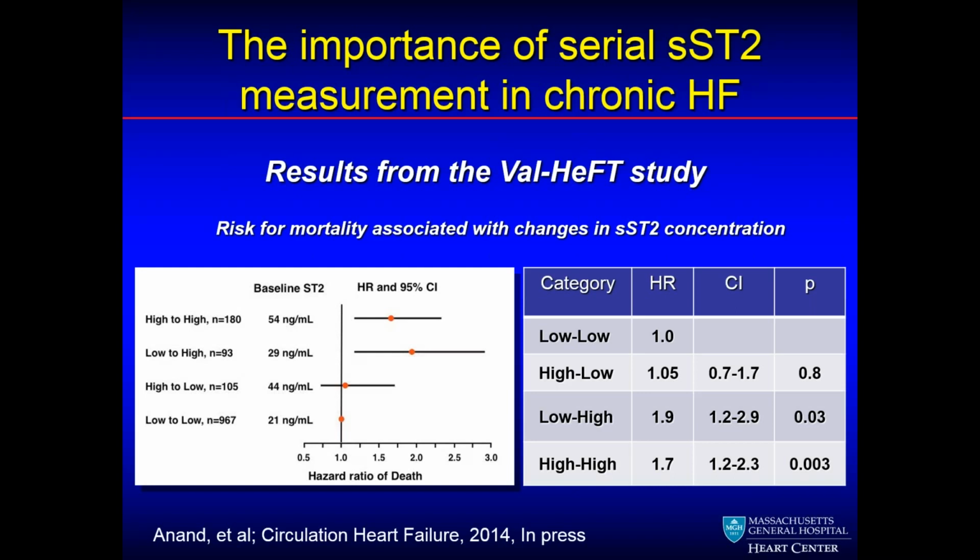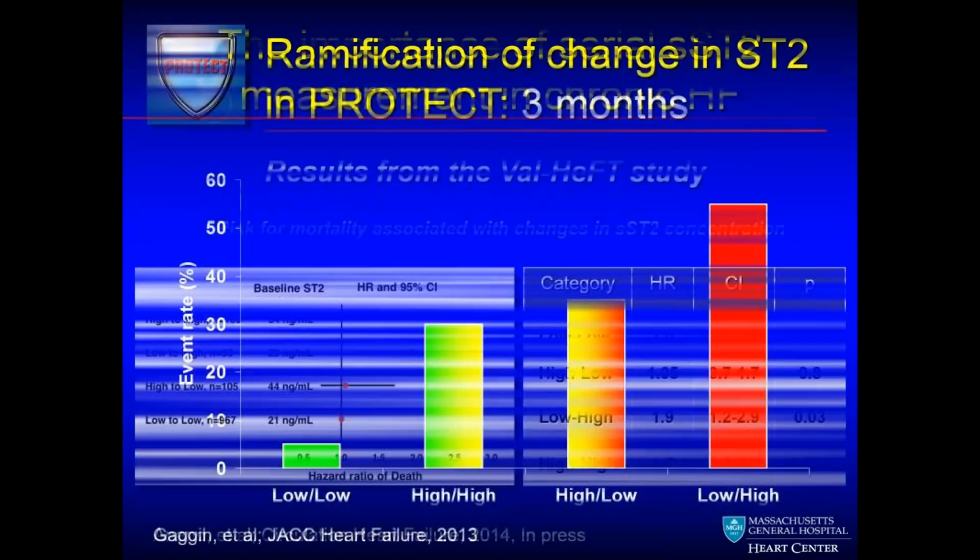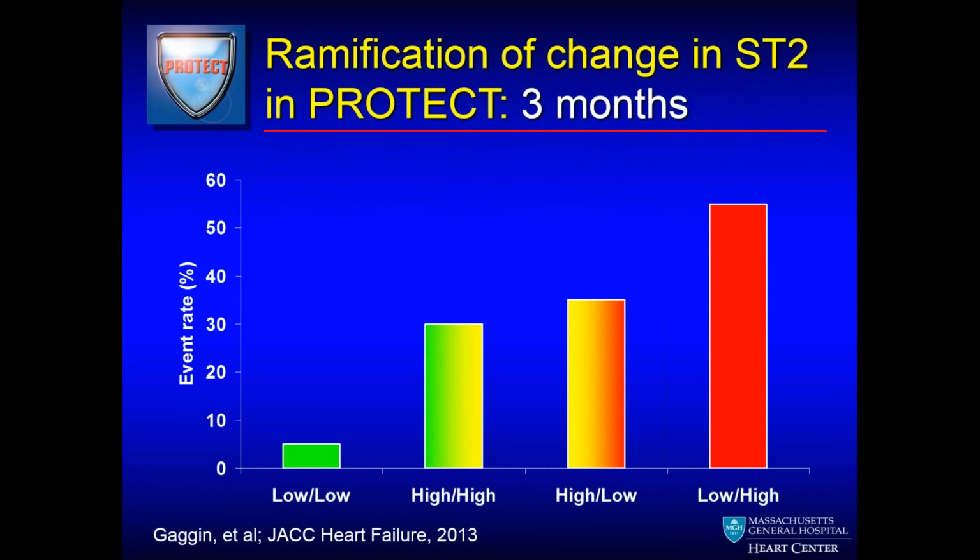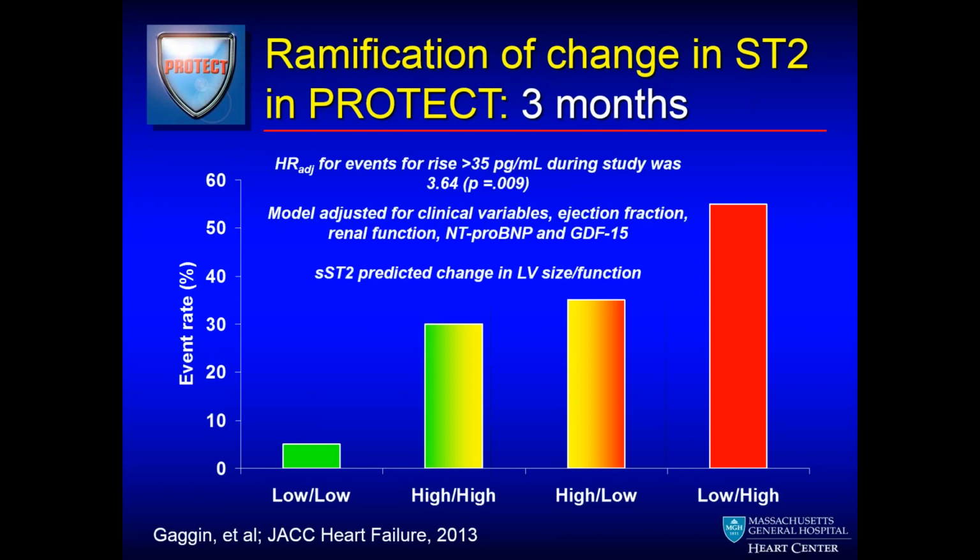So we have found that serial measurements of ST2 are much more valuable in chronic heart failure than a single measurement. In this analysis, we looked at the changes over a 3-month period, once again finding that a change from below to above 35 nanograms per milliliter during the study period was associated with a near 4-fold increase in the likelihood for heart failure hospitalization or cardiovascular death. In addition, these changes predicted ventricular remodeling, changes in left ventricular size and function.